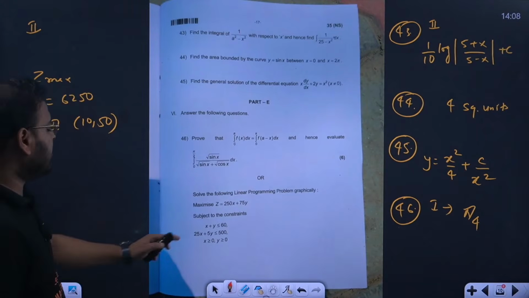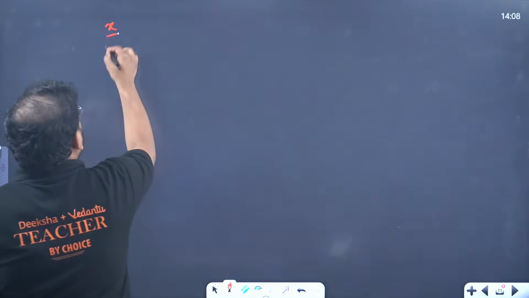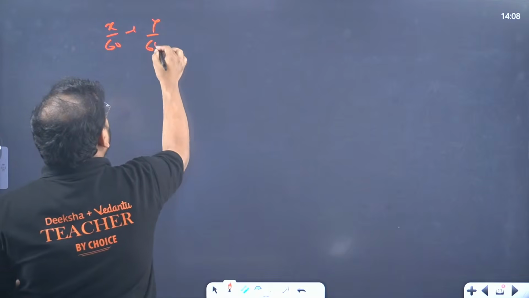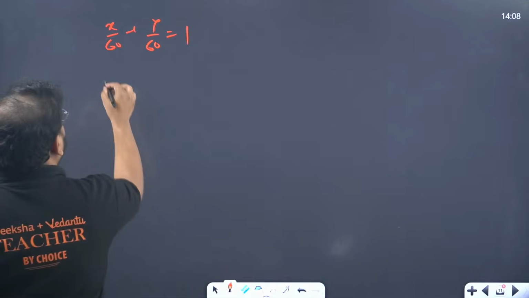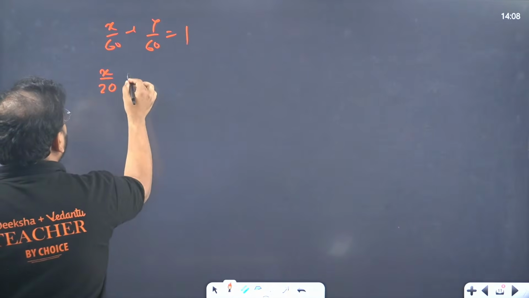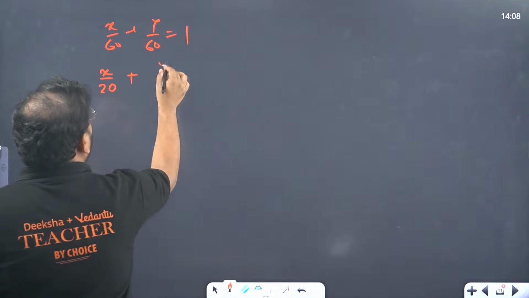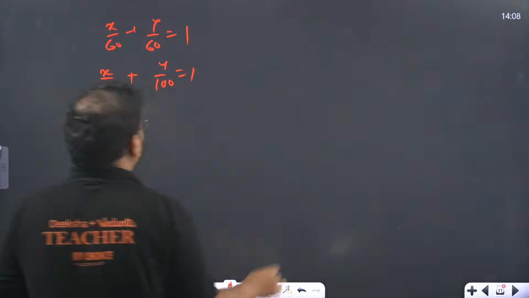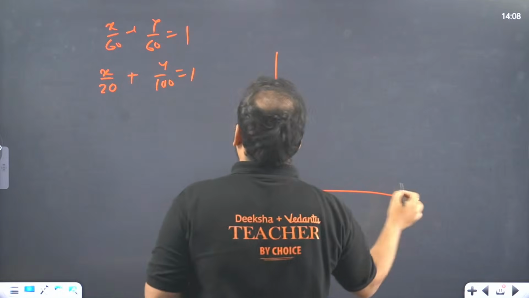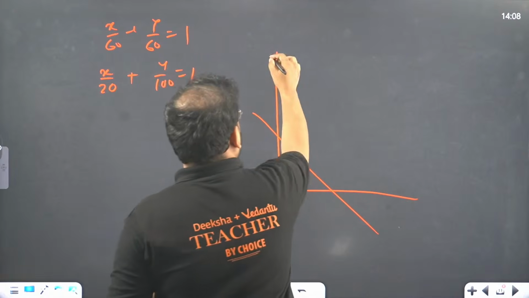Okay guys, so what are the equations that we have? We have the first one as x by 60 plus y by 60 equals 1. Then we have the second, which becomes x by 20 plus y by 100 equals 1. Okay, this is an easy question, right? This is 60, 60 by the way. This is 20 and 100.